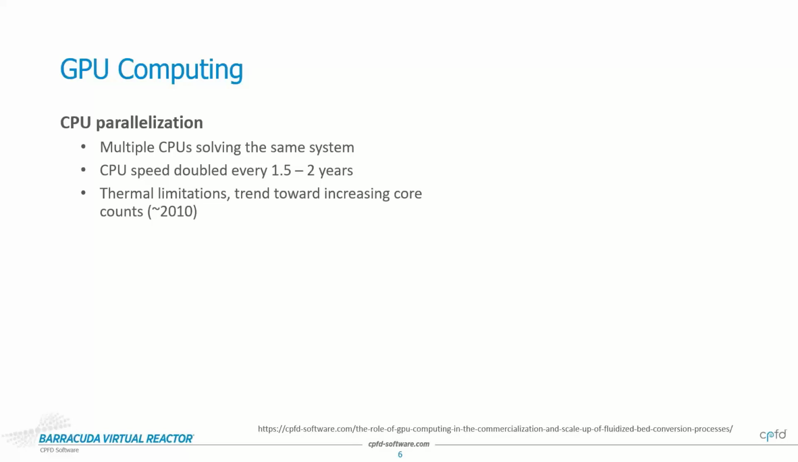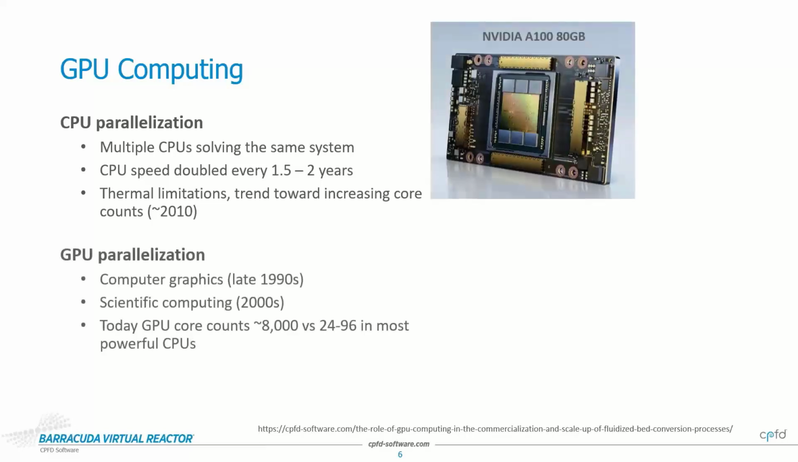And then something interesting happened around 2010. Thermal limitations were reached, so you couldn't really shrink and put more transistors in a smaller space without thermal issues. And so then the trend for computers became increasing core counts. Well, when you talk about core counts, this is where a lot of you might think of GPUs.